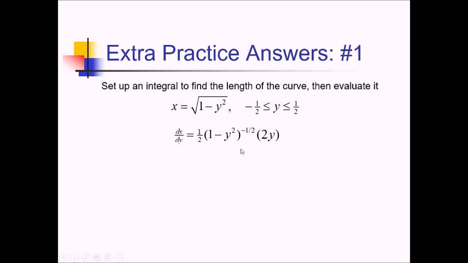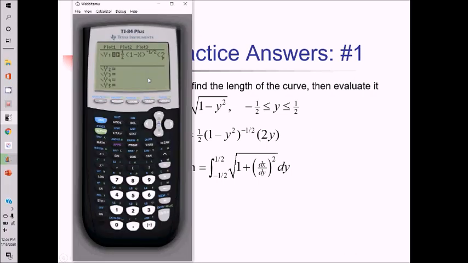All right, so now let me do my general setup. I'm going to need the integral from negative 1/2 to positive 1/2 of square root of 1 plus dx over dy squared, dy. And since I've already defined what dx over dy is in this problem, it's this stuff right here, I can just go straight to the calculator on this one. So here I am in my y equals. I've put y1 as this derivative, this dx over dy, just so it's easier to plug things in.